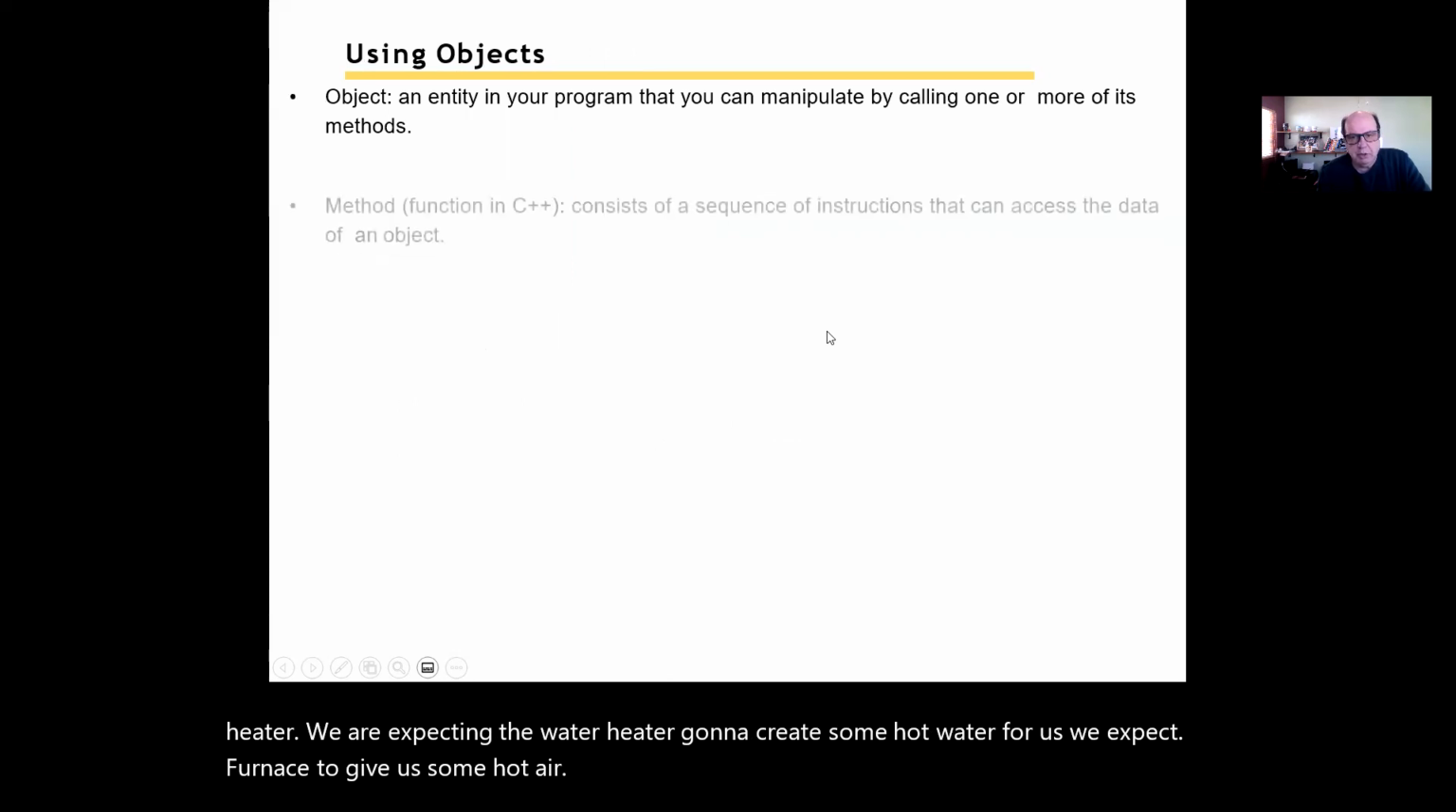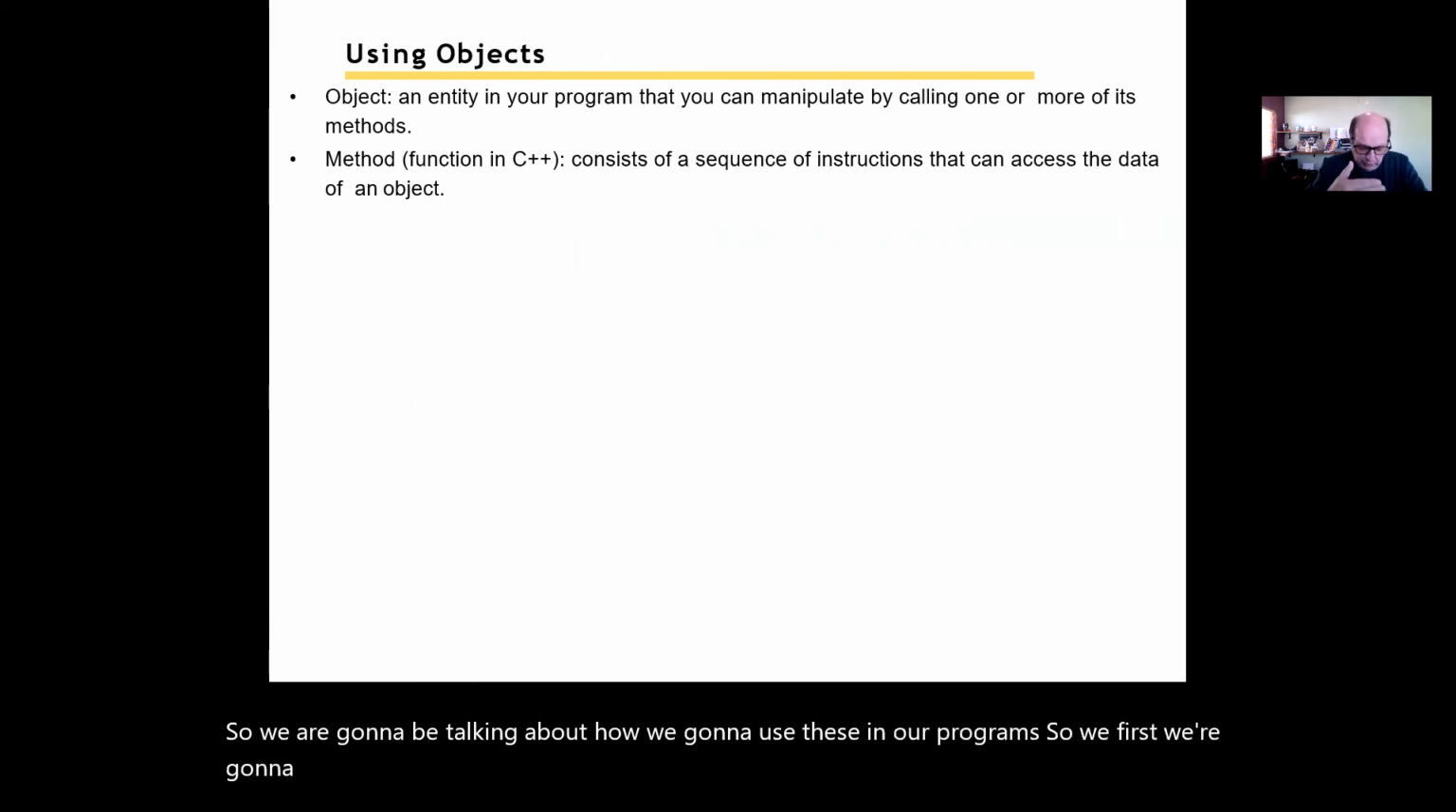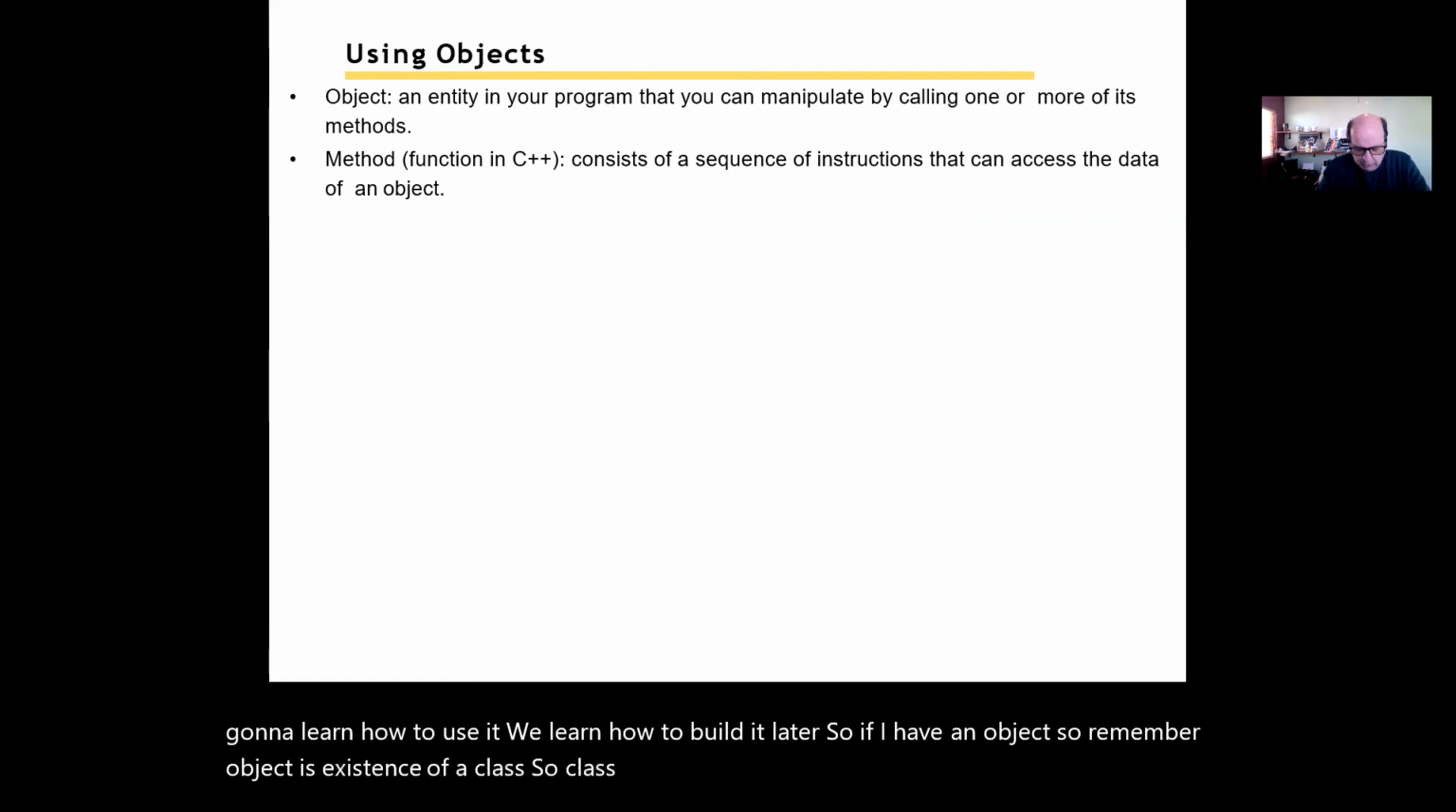So we are going to be talking about how we're going to use this in our programs. First we're going to learn how to use it. We learn how to build it later. So if I have an object, remember, an object is the existence of a class. A class does not exist, just like a blueprint of a house, but the object does exist. So I have to have an object before I use it.